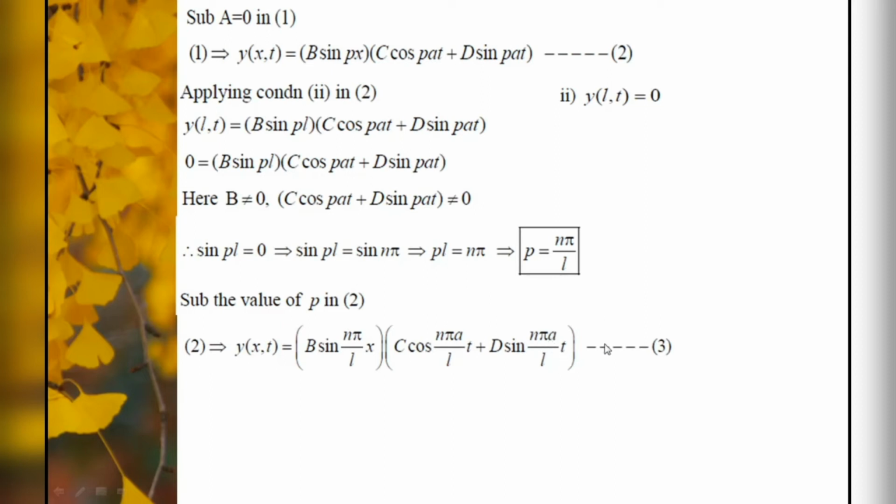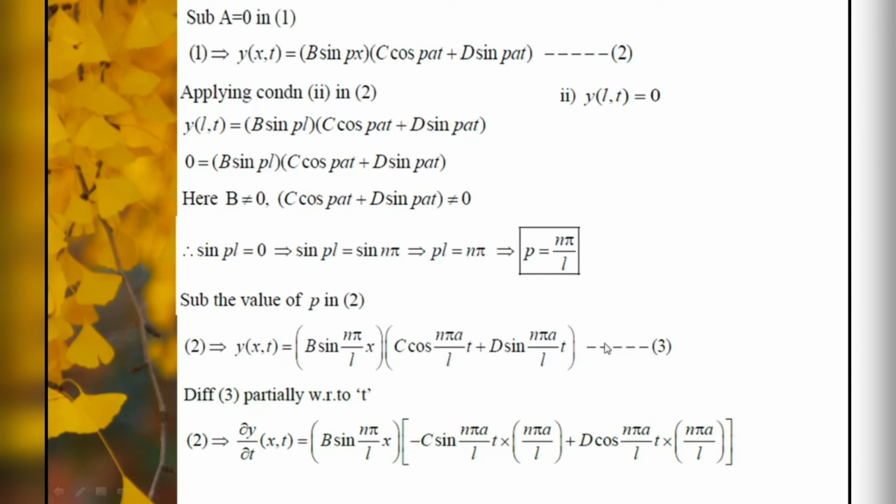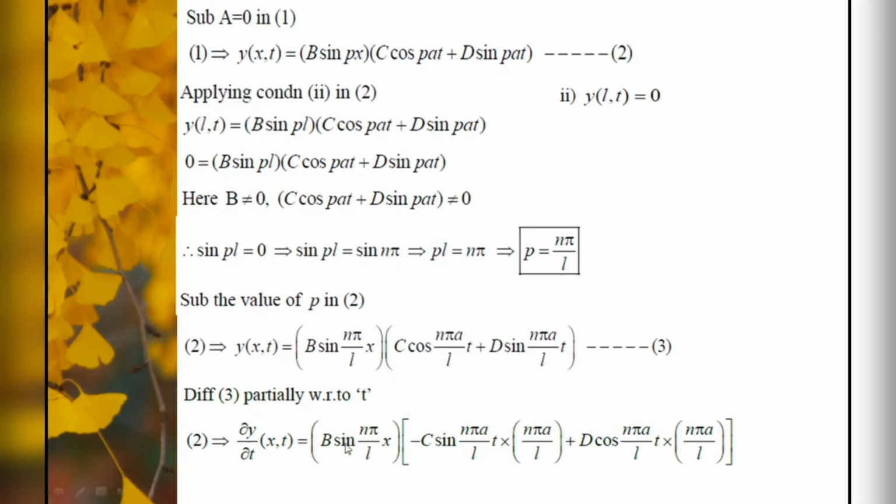So, with this equation 3, we have to apply the third boundary condition, that is dou y by dou t of x comma 0 equal to 0. For that we have to differentiate our equation number 3. When we differentiate this equation partially with respect to t, we get b into sin n pi x by L, because differentiation is done partially with respect to t. Therefore, x terms are treated as constant, so that will remain as it is.